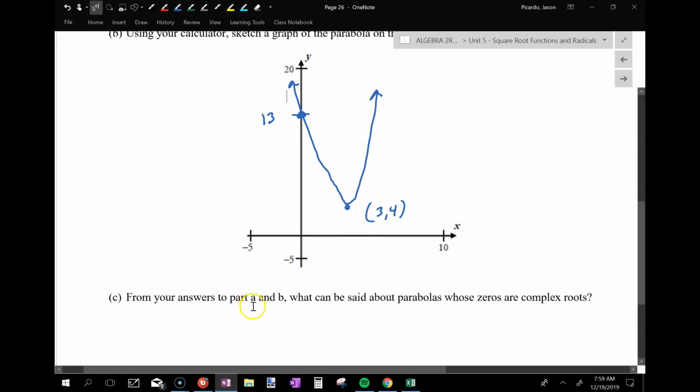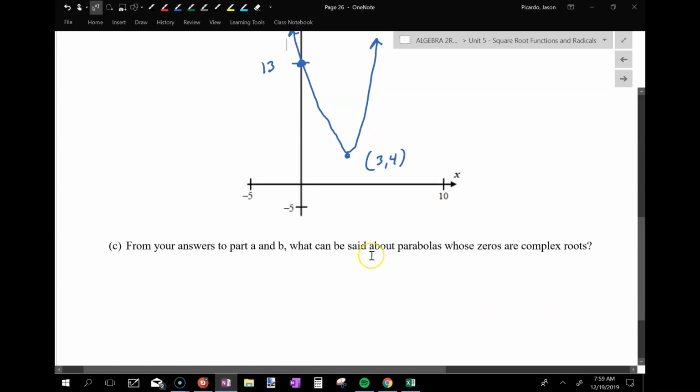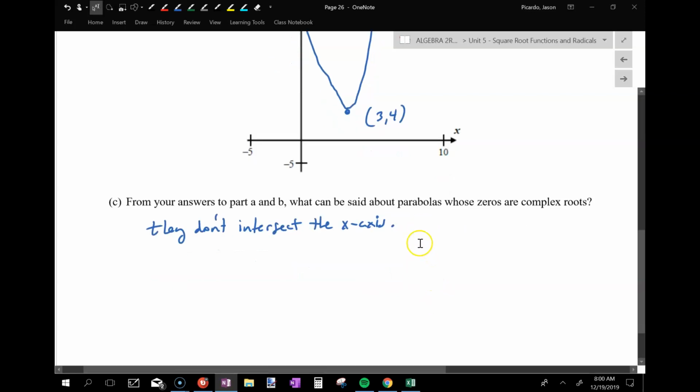From your answers to part A and B, what can be said about the parabola whose zeros are complex roots? They don't cross the x-axis. I'm going to use a better word. I'm going to use the word intersect. Now, if you wanted to use the word cross, that's probably okay. I would understand what that meant, but intersect is a little more mathy.